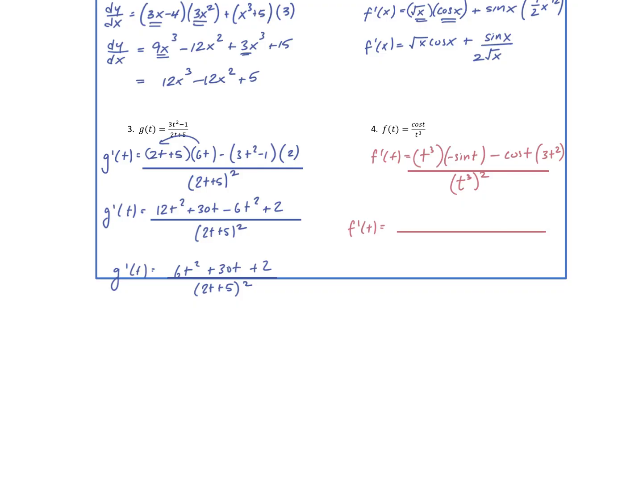Not much you can do here. Minus t cubed sine of t minus 3t squared cosine of t, over t to the 6th power. You could, I'm not going to require it, take out a t squared, and then take out a t squared out of that. But you could leave it.